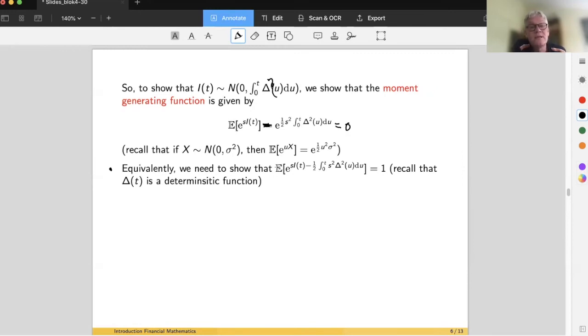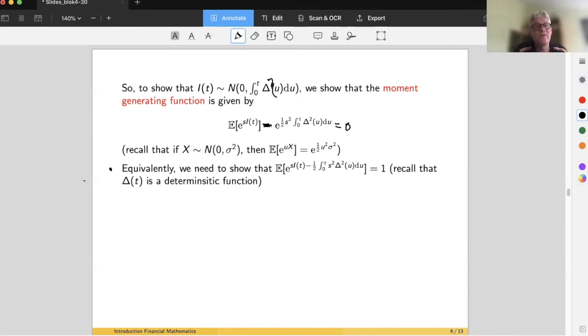So we can say, in expectation, e to the power s·it minus 1/2 the integral from 0 to t of s squared delta squared u du should be equal to 1. When these two are identical, then e to the 0 is equal to 1. Recall again, we can take this expression under the expectation sign because delta is a deterministic function.